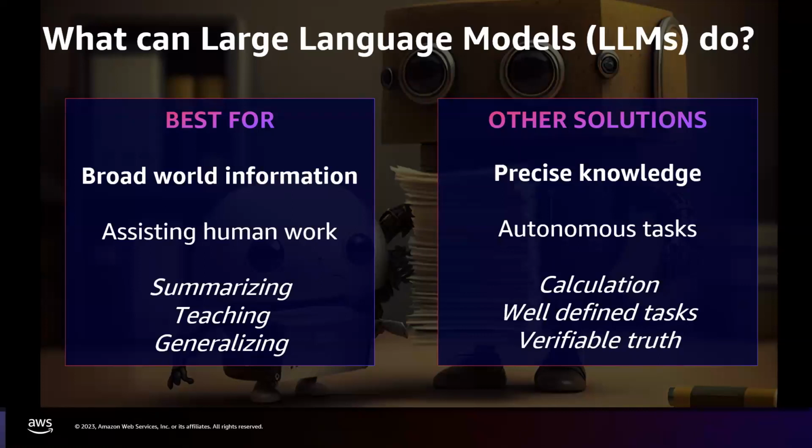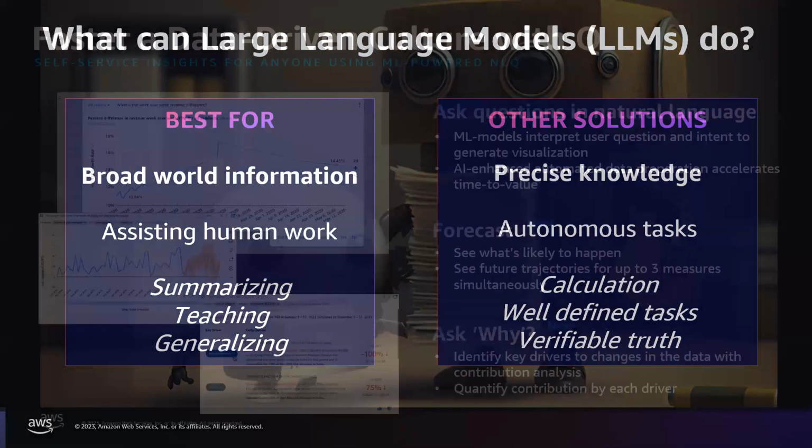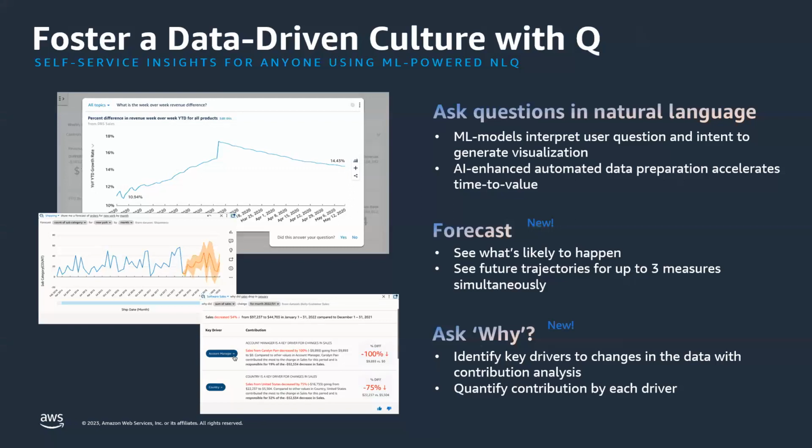So if you're looking for an autonomous solution to do calculations for you, look elsewhere. That is not exactly what large language models can do for you. But what they can do, and what they're really good at, is Q&A. We talked a little bit about that earlier with some of the use cases that we have.